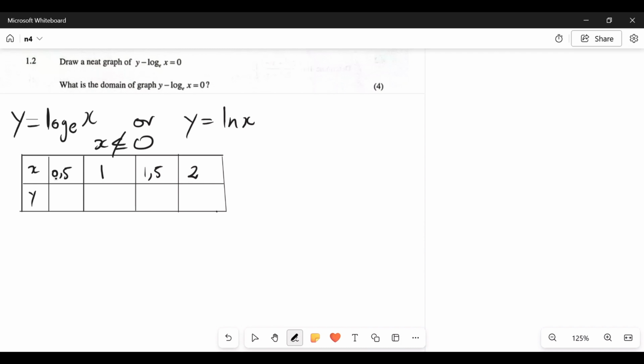If you put anything that is less than 0 on this row, then you will have an error. This explains that our log graph doesn't intercept at y. It actually asymptotes on the y-axis.